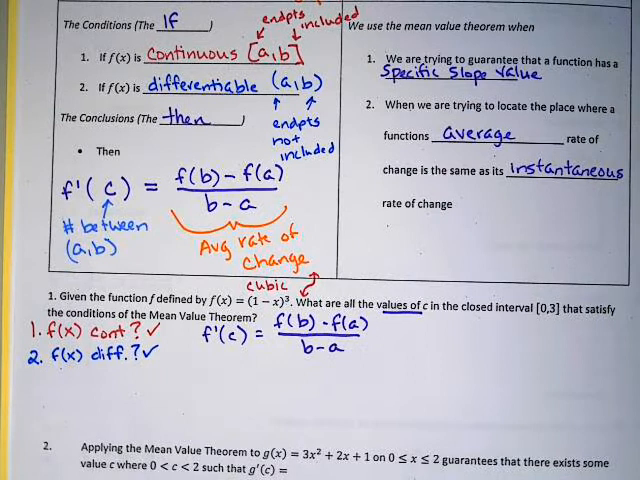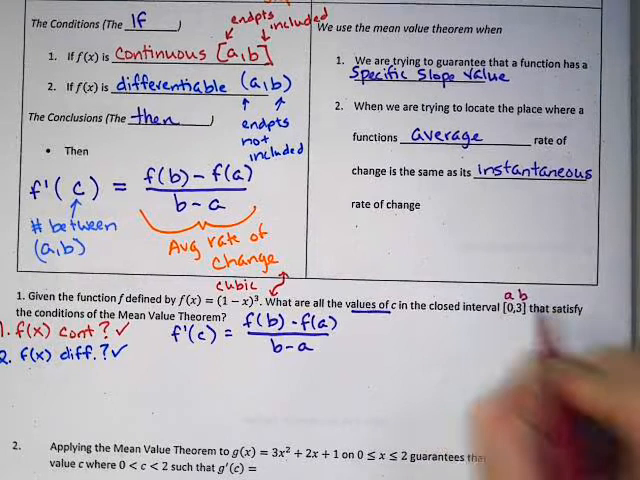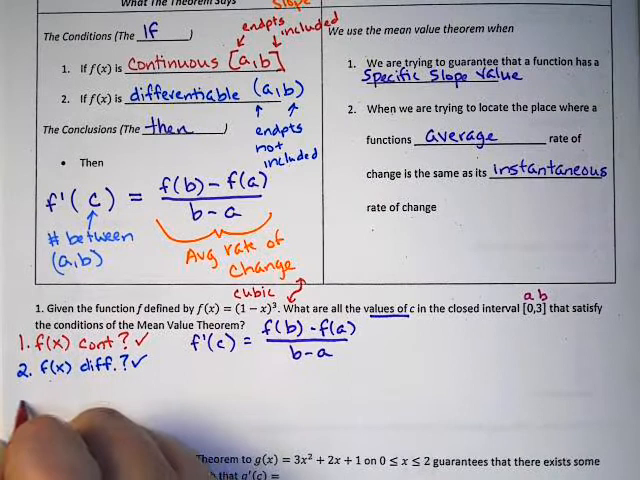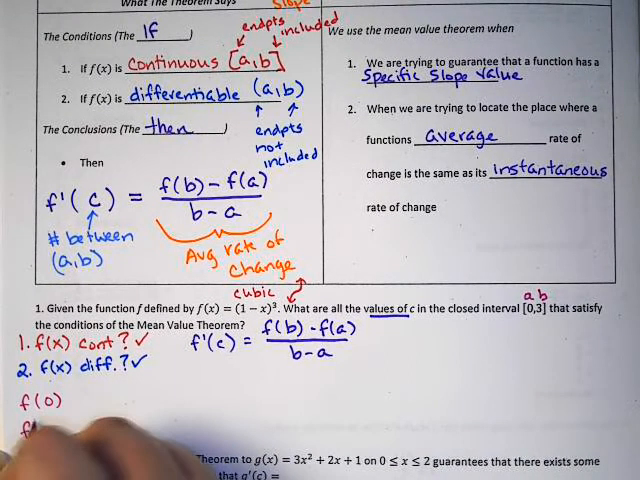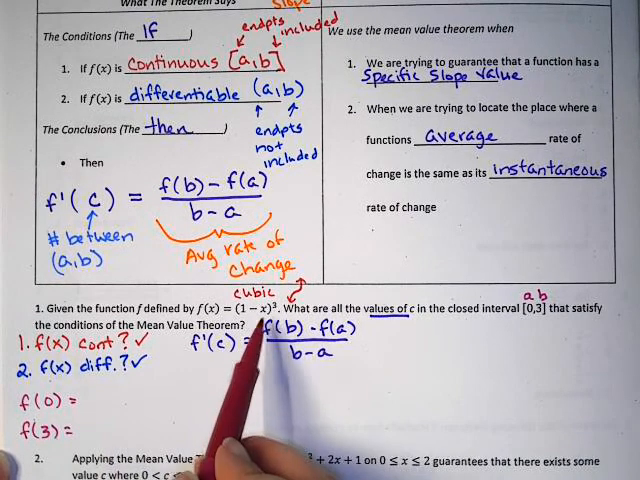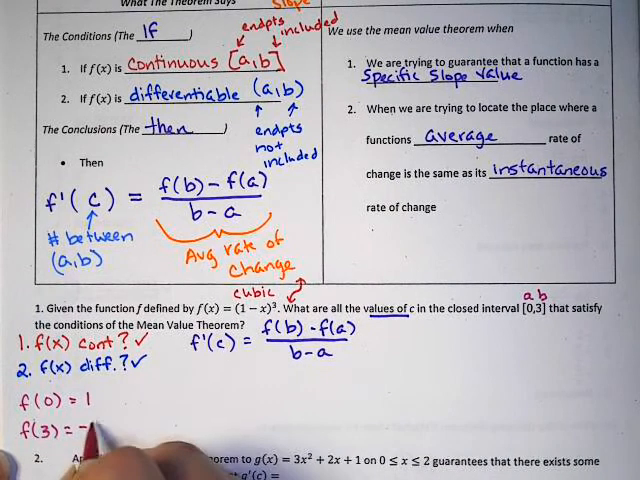So we know that 0 must be our a and b must be our 3. So what I like to do is I usually go over to the side and I find my f of 0 and my f of 3, because I like to do it on its own so I don't mess up with negatives or anything. So if I plug in 0, I get 1. And if I plug in 3, I get negative 8.